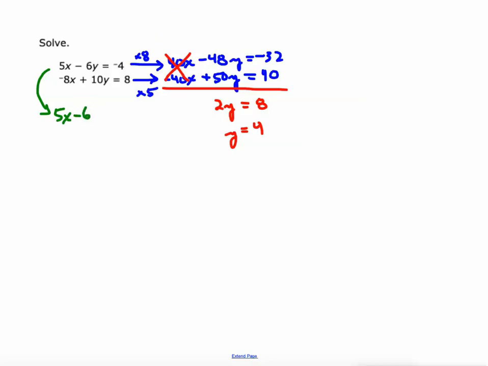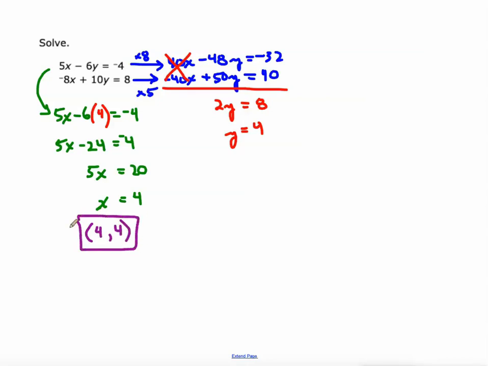So 5x minus 6 times y, y is 4, equals negative 4. 5x minus 24 equals negative 4. Add 24 to both sides, and we get 5x equals 20, so x equals 4. The solution to our system is x is 4, y is 4.